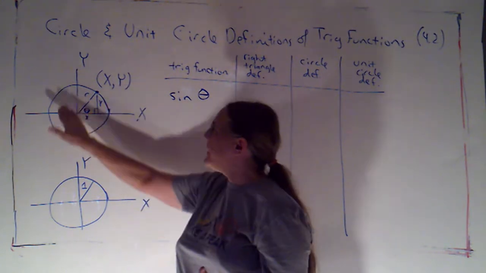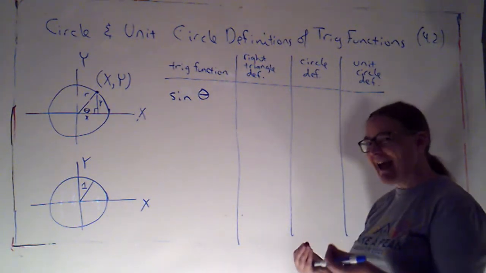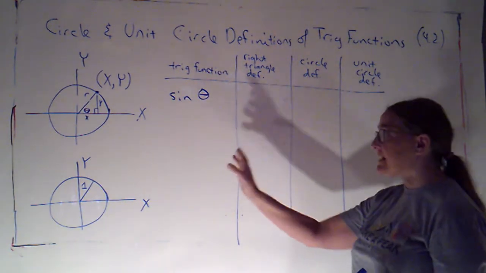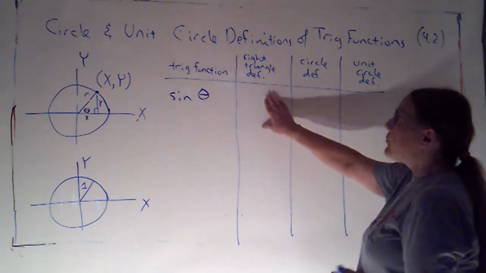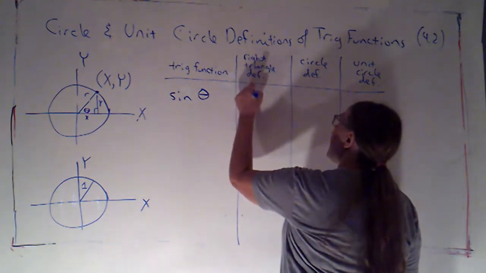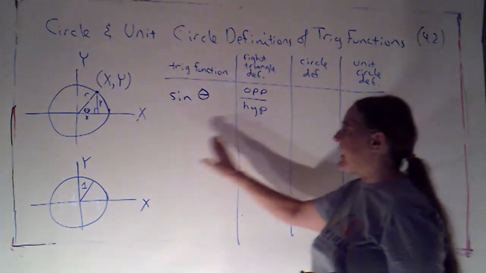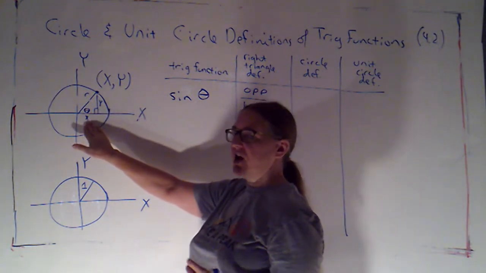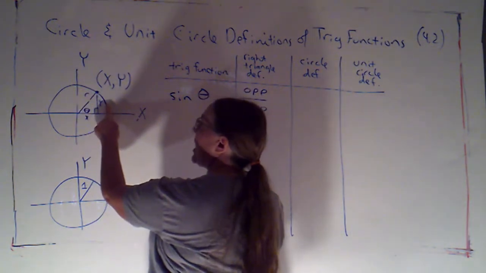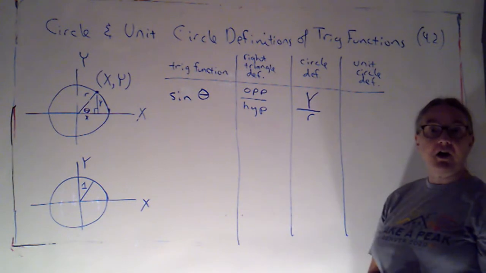If I'm in any other quadrant, at least one of x or y is a negative number. I could view them as signed side lengths, but they wouldn't be actual lengths. But in quadrant 1, these are actual side lengths. Now, the right triangle definition for sine of theta is that it's the opposite over the hypotenuse. What I'm going to do is apply that to this right triangle using x, y, and r. So the opposite side is y, the hypotenuse is r. We get capital Y over r.